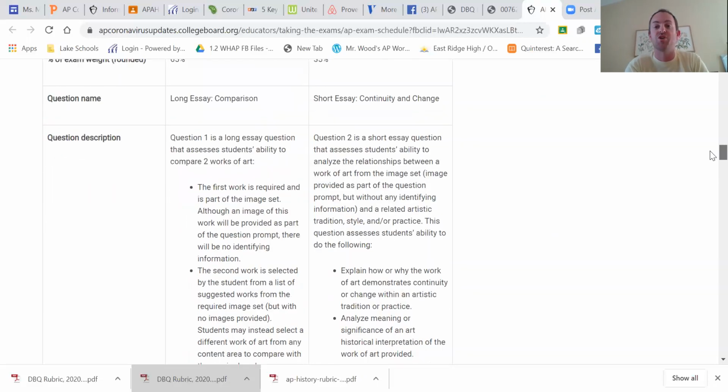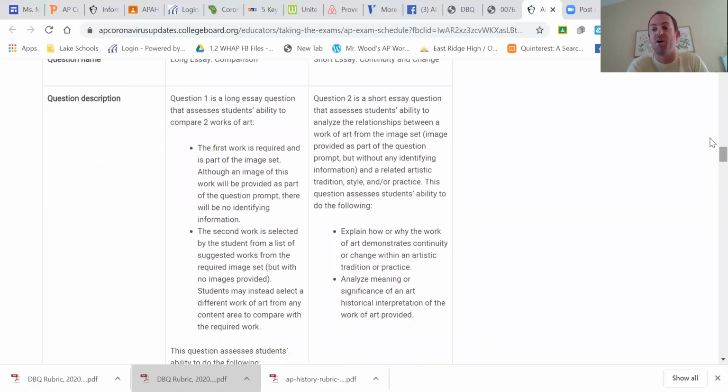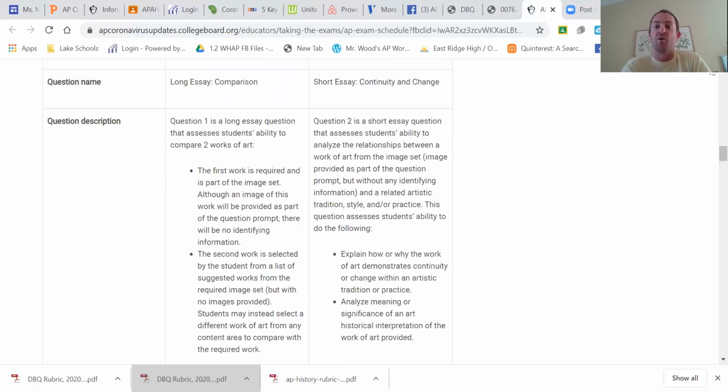The second question, remember, is that short essay. That's about continuity and change, right? So if you remember, it's basically going to test your ability to analyze the relationships of the work of art from the image set, which they'll provide the image for you, but with no identifying information. And then a related artistic tradition.